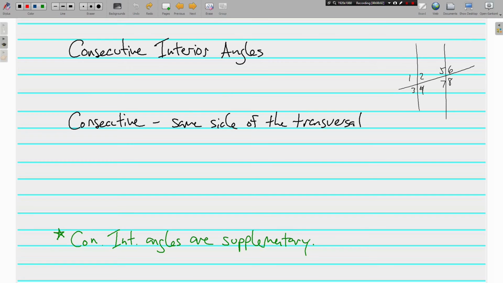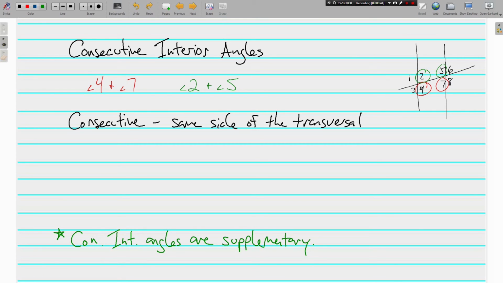Two more relationships. This time we have consecutive interior angles. We looked at alternate interior. Alternate meant opposite sides of the transversal, but here we have consecutive, and that's going to mean same side of the transversal. So an example of consecutive interior angles would be 4 and 7, because they're on the same side of the transversal. Interior still means inside the parallel lines. Angle 4 and angle 7. The other pair is angle 2 and angle 5.